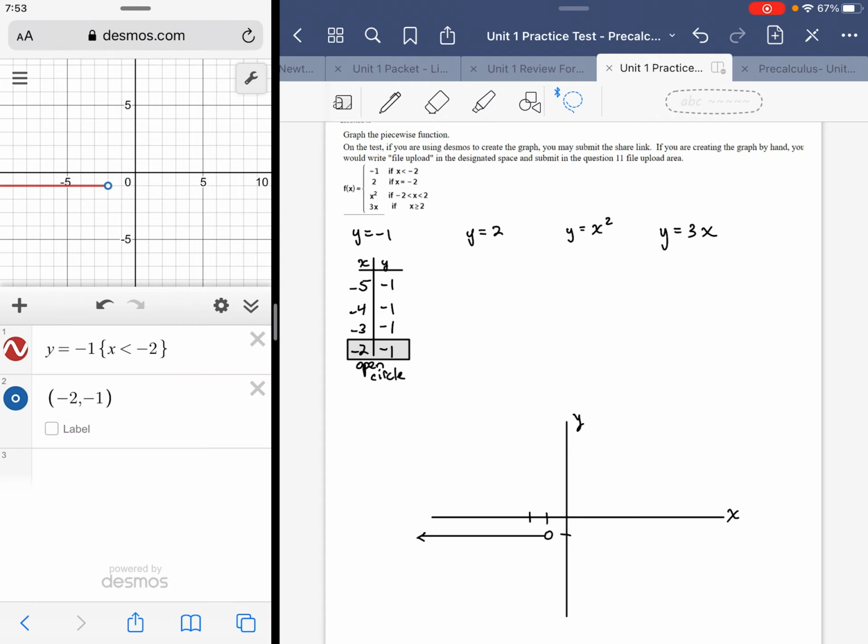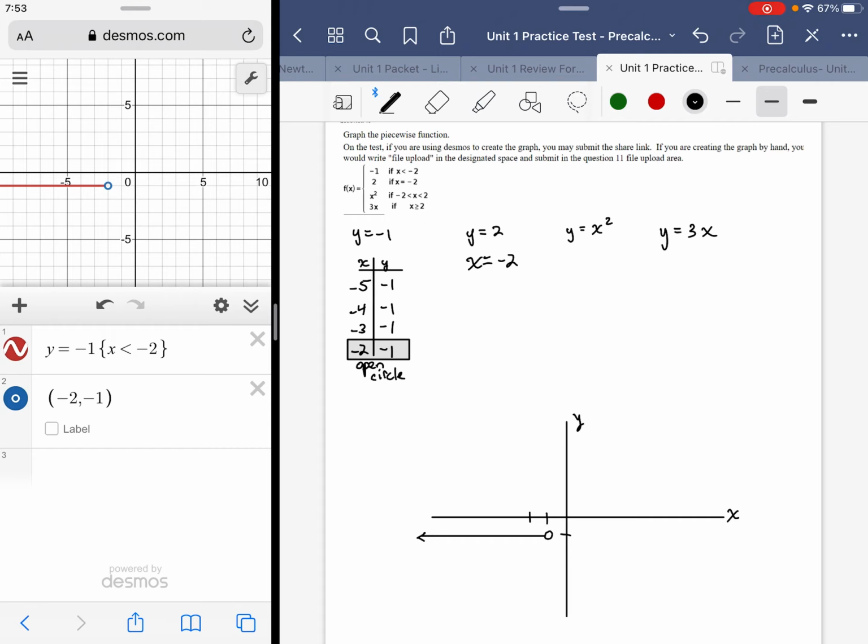I just care that it's an open circle. All right, so long press on the icon on the left-hand side, that point icon, and plot it. All right. The second piece, y is 2 if x is equal to negative 2.